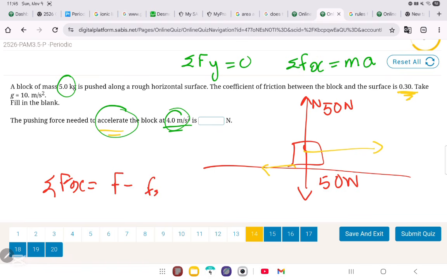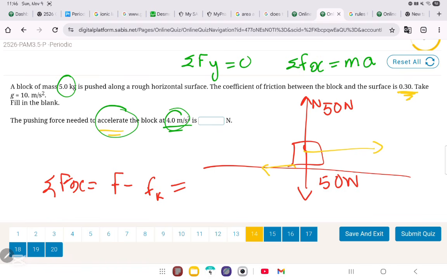And it's equal to what? Oh no, actually this is Fk. Why? Because now the block is moving. If it's accelerating, then the Fs will change into Fk. If it's at rest or moving at a constant speed, then the friction is going to be Fs. But if it starts accelerating, you will change the Fs into Fk. So F minus Fk is equal to what?